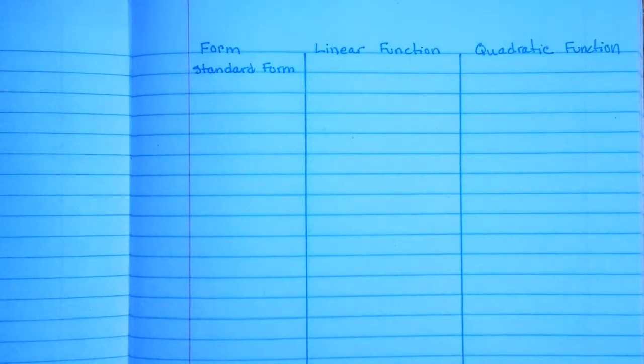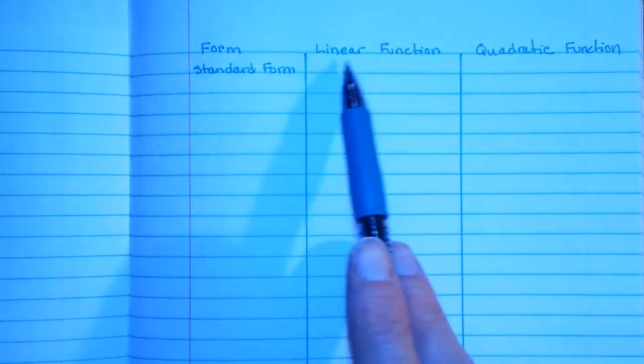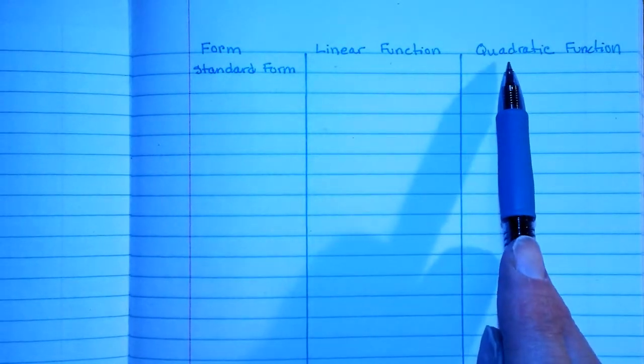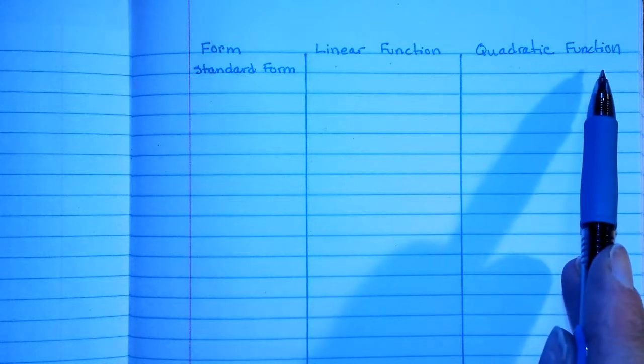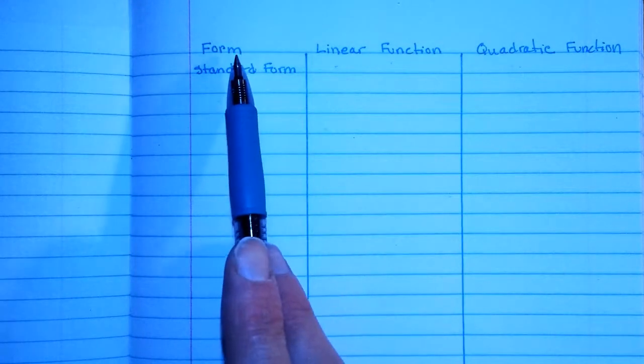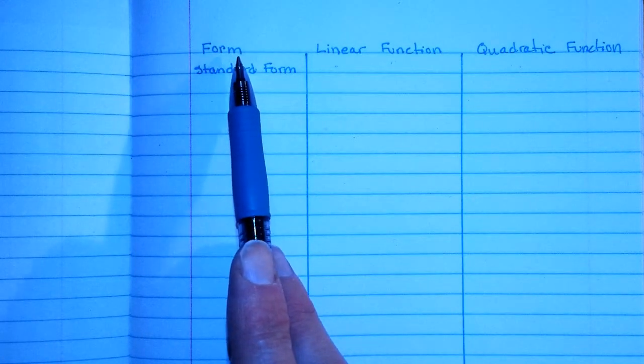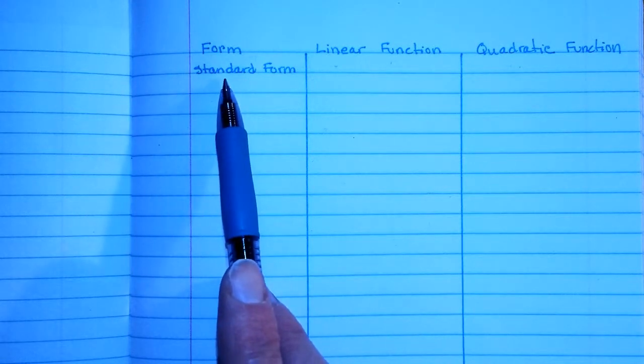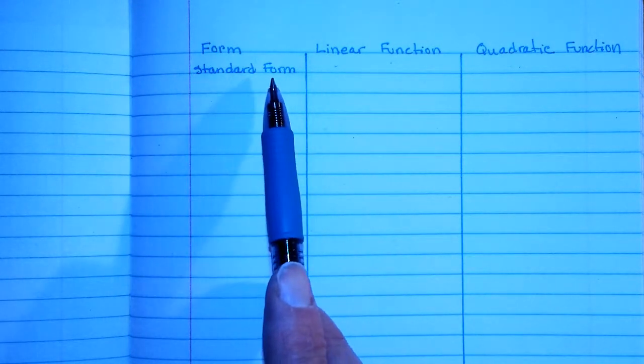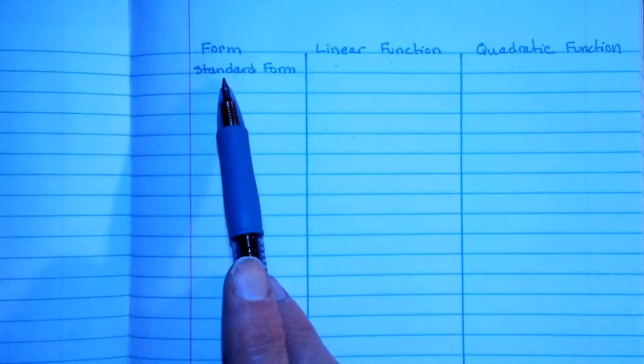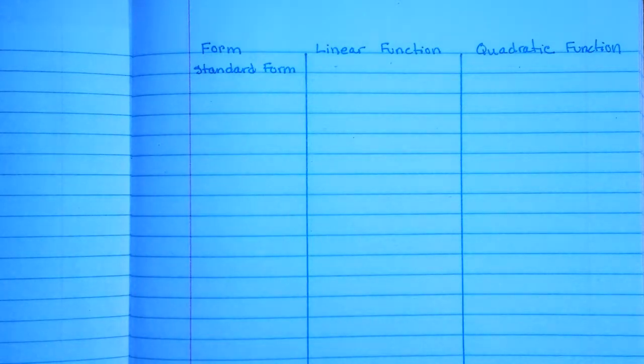In Unit 2, we're going to be moving away from our friend, the linear function, and our new friend is going to become the quadratic function. All functions have different forms, and so we're going to look at a number of the different forms. So forms just mean how they look. So standard form is the first form.